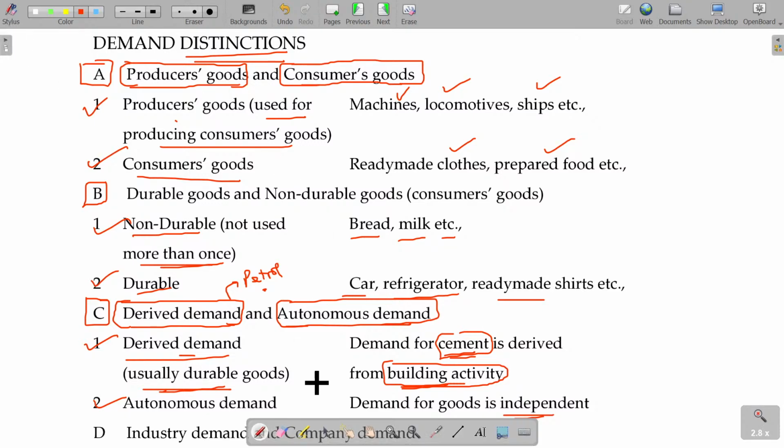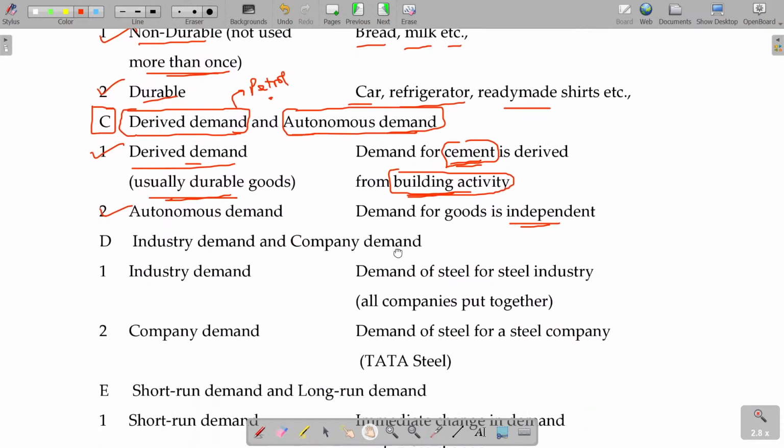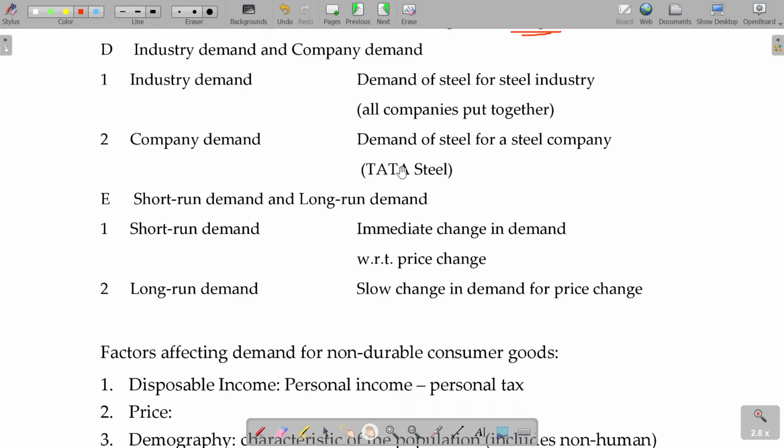Industry demand and company demand. Let's see that next. Tata Steel is one of the companies dealing with steel products. We have a number of steel companies: Tata Steel, SAIL, JSW, Welspun Gujarat. If you put together all these companies in total form, it will be called an industry. How many steel industries in India? Only one steel industry. Steel industry means the entire steel companies put together.